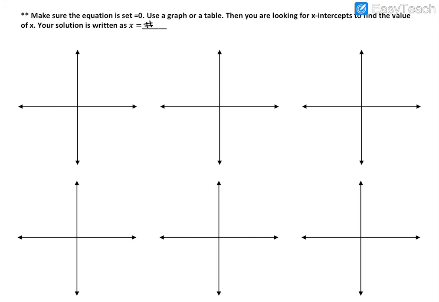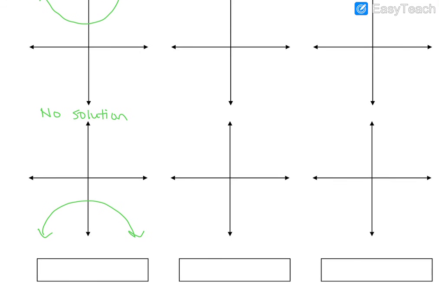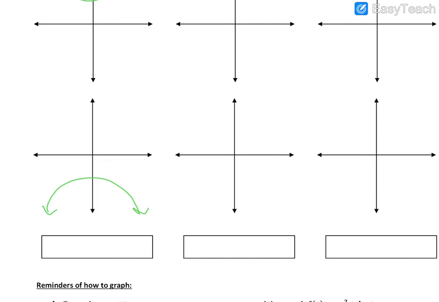And so you have a couple options here, because sometimes when you go to graph this, maybe your parabola is above the x-axis and goes up, or maybe it was below the x-axis and goes down. In either of these cases, if you got a graph that looked like one of those and you had to write the solution, you're going to write no solution. I guess I should actually put that in the box that's provided.